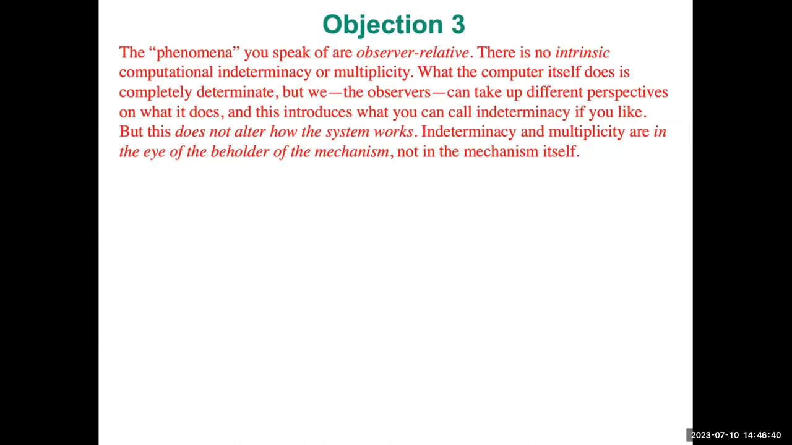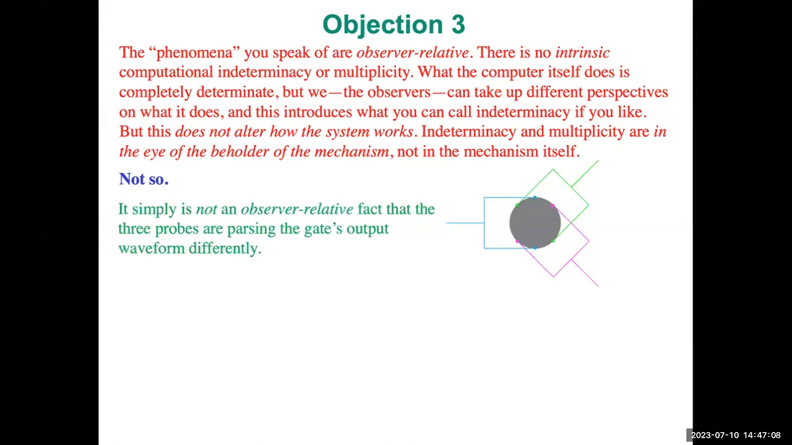So really, I've been trying to refute that by placing indeterminacy into a mechanism rather than in the eye of the beholder, as it may have seemed to be from the early presentations of the idea. We kind of have to do it all in your own mind. Anyway, so here's how I would answer this objection. Not so at all. Same triple probe setup to illustrate it. It simply is not an observer relative fact that the three probes are parsing the gate's output waveform differently. It's a fact that they are, and that's not an observer relative fact.